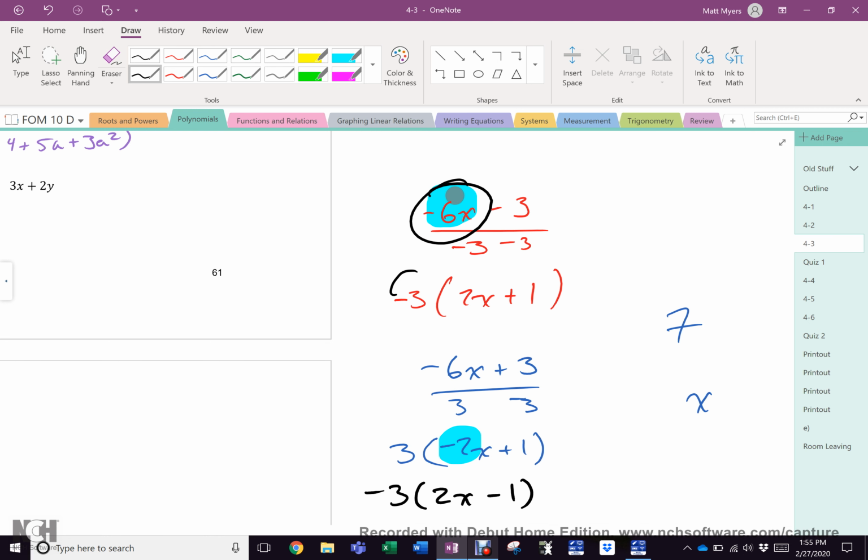Wait, so if there's a negative on the first one, then the negative just comes out and everything else switches from what it was before? If that's how you need to remember it, then remember it that way. But is that right? Sure.